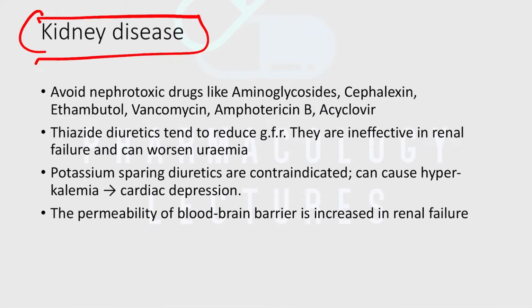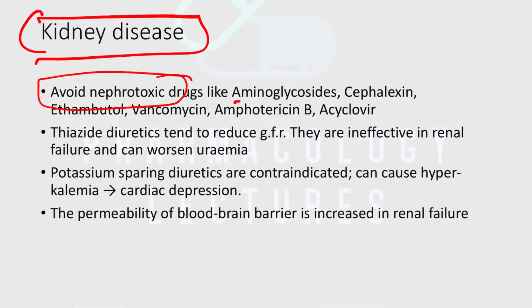Another important organ is the kidney, which has an important role in excretion of a drug. So any pathology in the kidney will directly affect the excretion of drugs, and the concentration of drug in the body will increase, increasing the chances of toxicities and side effects. And the obvious thing is nephrotoxic drugs. Some drugs are nephrotoxic; they themselves damage the kidney. So obviously you should avoid those kinds of drugs if the kidney has already been damaged.